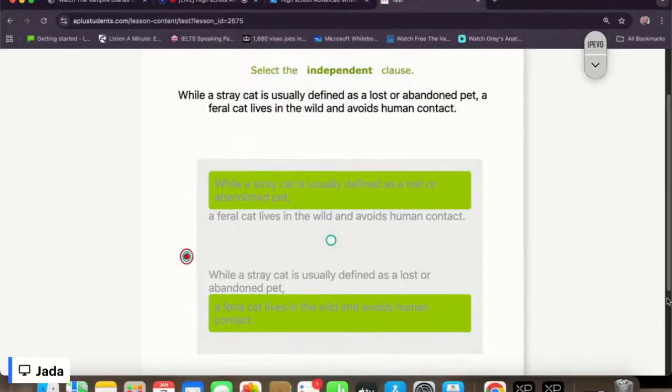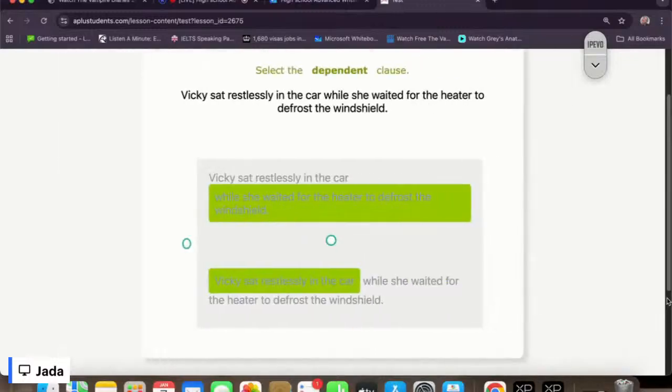So we have the second. Vicky sat restlessly in the car while she waited for the heater to defrost the windshield. First or second for the dependent clause?